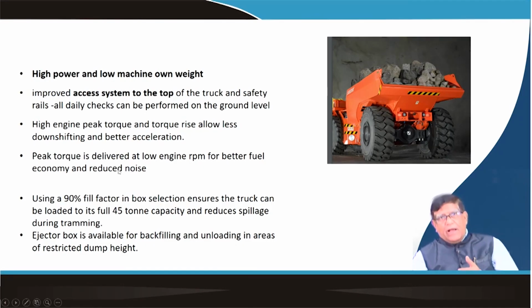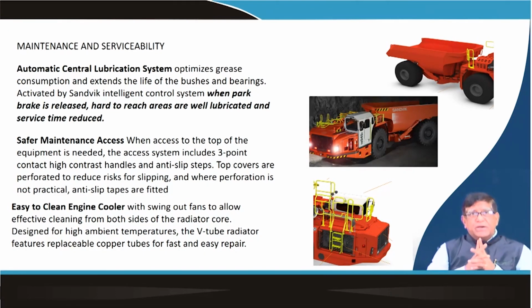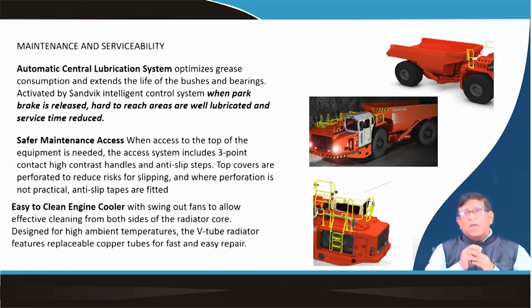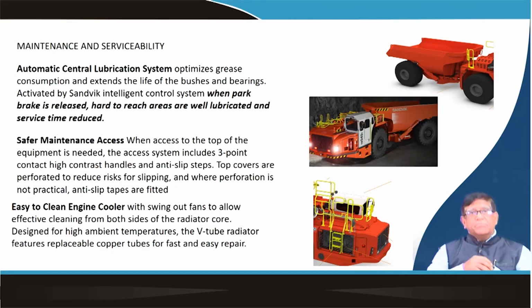So, that type of unloading arrangement requires an ejector type of box. Then maintenance and serviceability of this machine is also very important. So, the machine is designed in such a way that it has an automatic central lubrication system. Lubrication is a very important thing in any machinery, because if there is no proper lubrication, the heat generated may cause a seizure and then the parts get damaged.